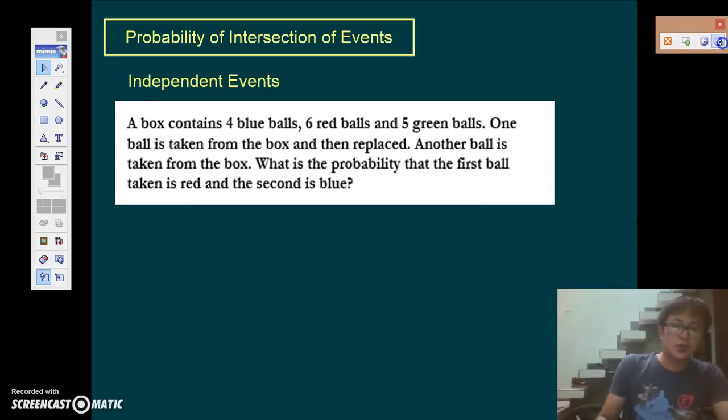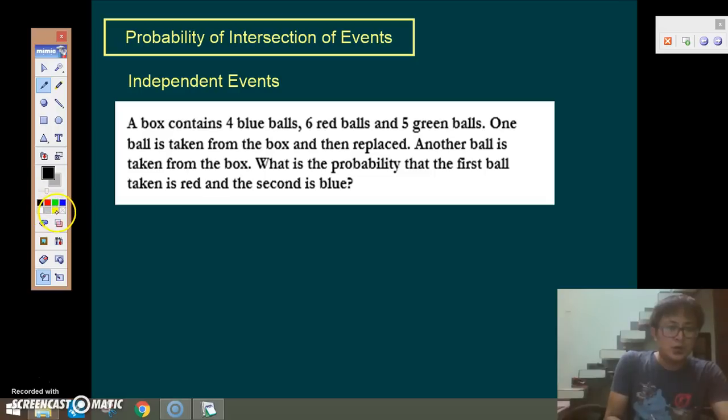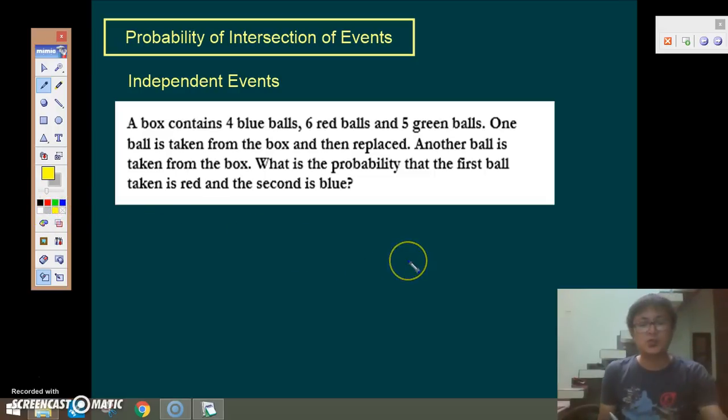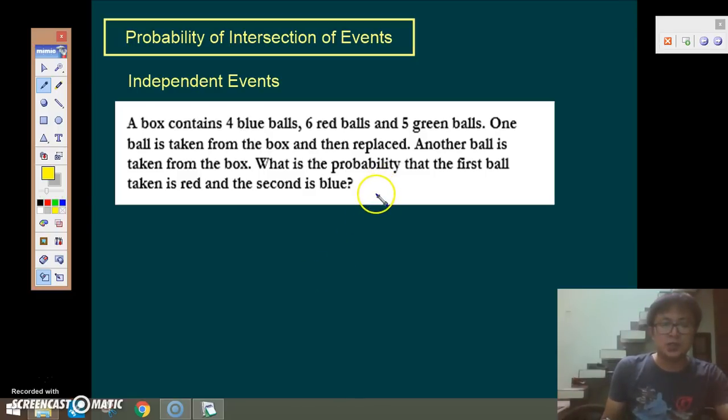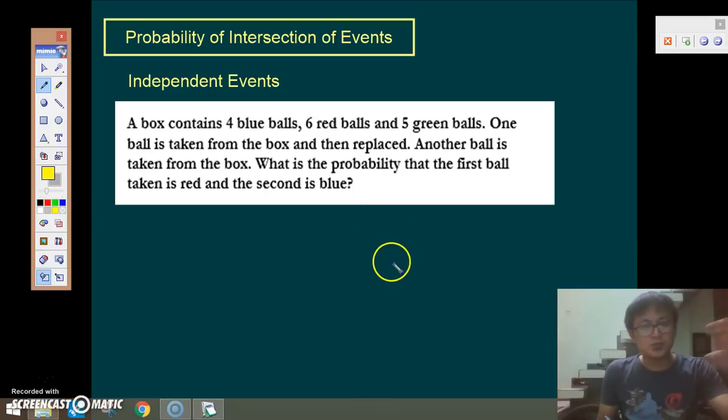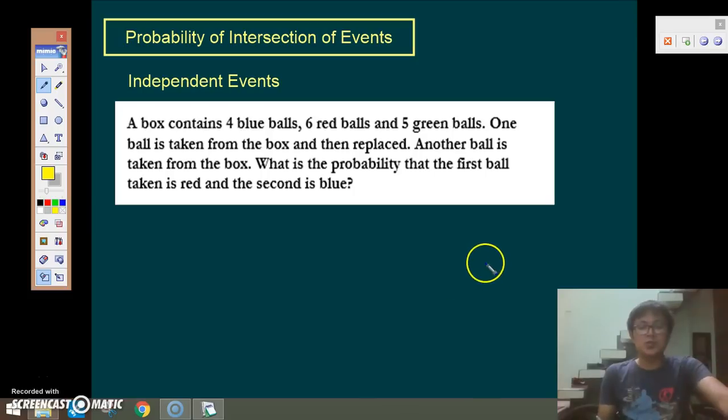Let's go. A box contains 4 blue balls, 6 red balls, and 5 green balls. One ball is taken from the box and then replaced. So what do we mean by replaced? After taking that ball, the ball will be put back into the box. Another ball is taken from the box, so that's the second chosen. What is the probability that the first ball taken is red and the second is blue?